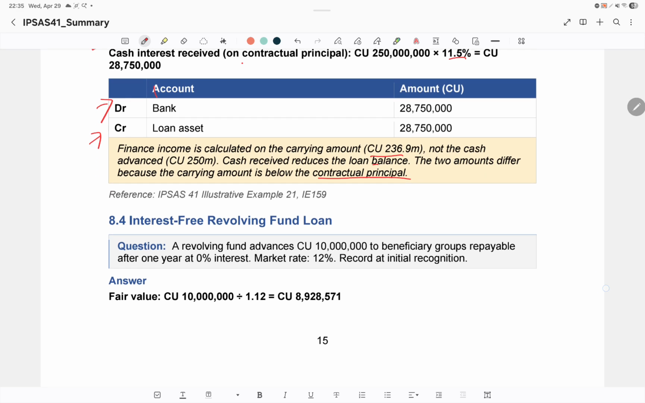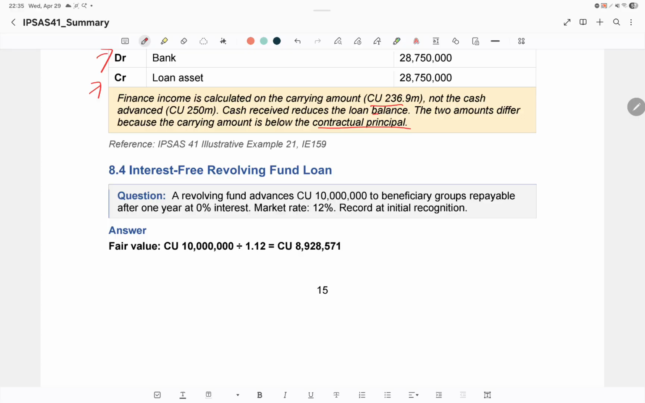Interest-free revolving fund. A revolving fund advances currency unit 10 million to beneficiary groups, repayable after 1 year at 0% interest. Market rate is 12%. Record at initial recognition. So fair value is how much? Currency unit 10 million.